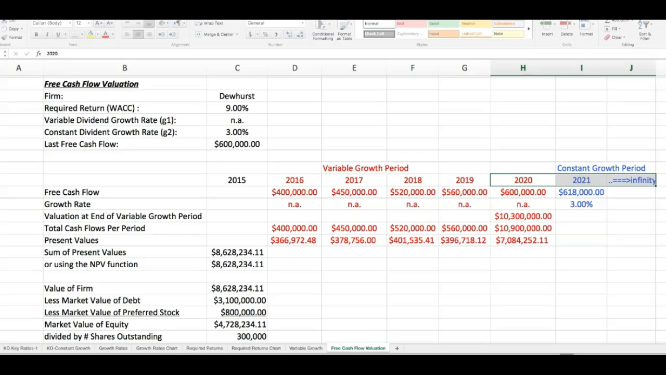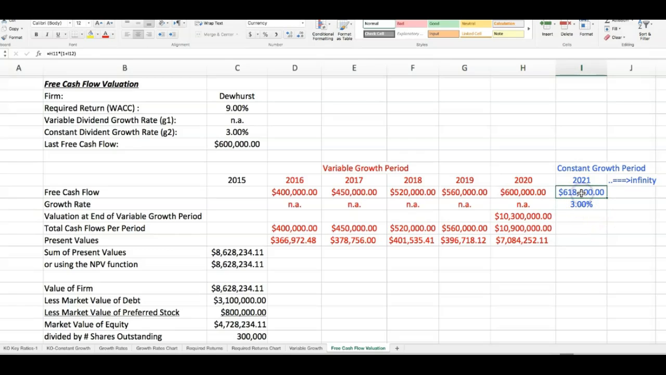So let's look at the Dewhurst Company in a spreadsheet. We have a required rate of return. Our weighted average cost of capital is 9%. We don't have a fixed variable growth rate in the free cash flows, but instead we have actual estimates of the free cash flows, so we don't have to worry about the variable growth rate percentage. And then we have a long-term growth rate after year 2020 of 3%. So using the data provided, we have the free cash flows from 2016 to 2020, and after year 2020, so in year 2021 and beyond to infinity, we have this 3% long-term growth rate in dividends.